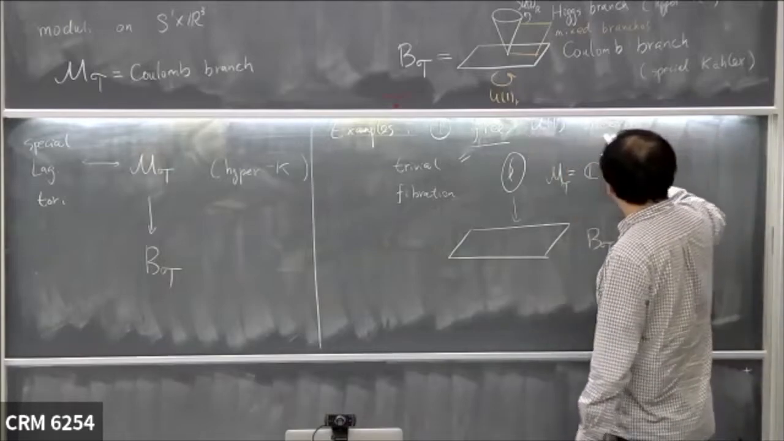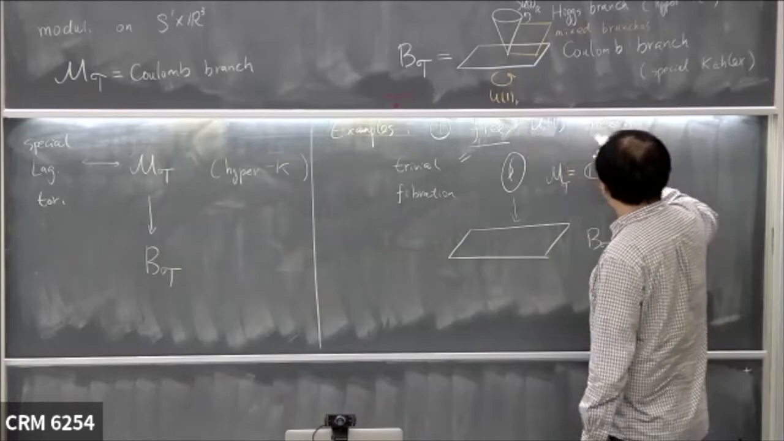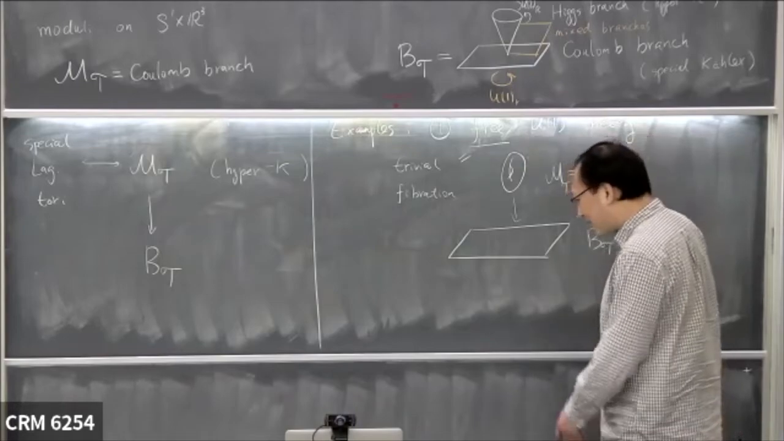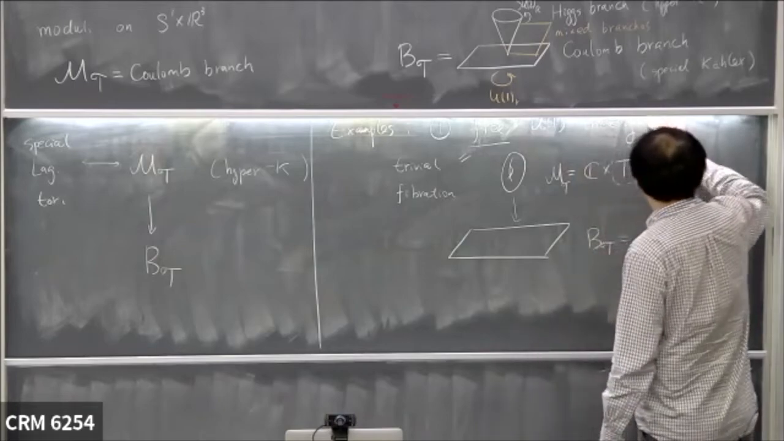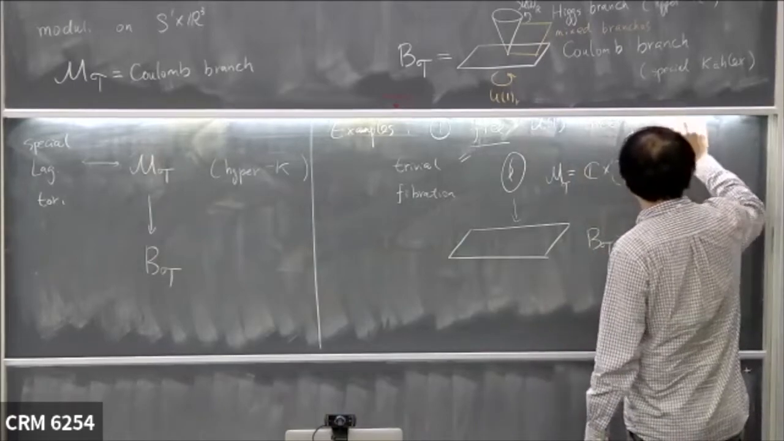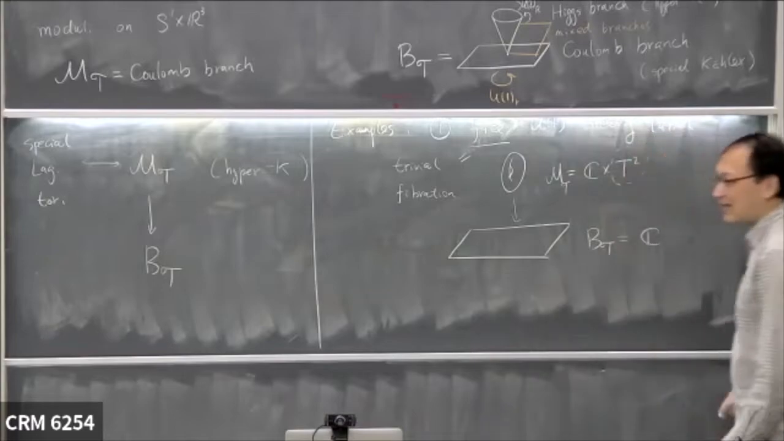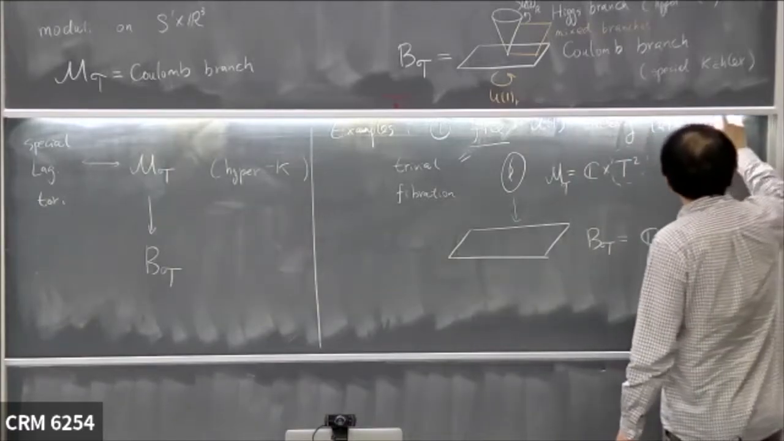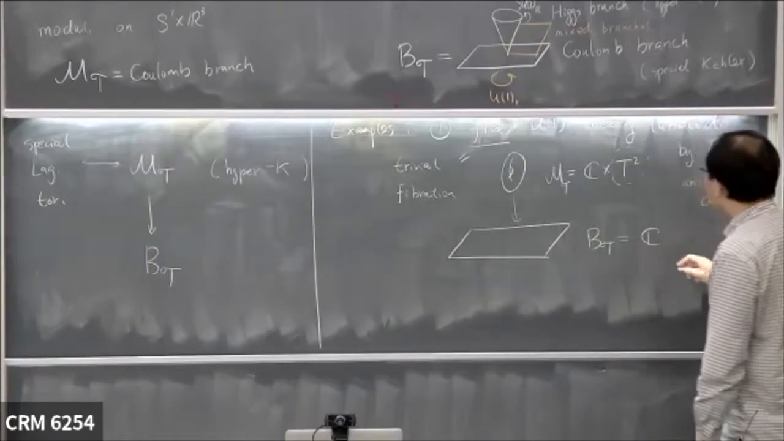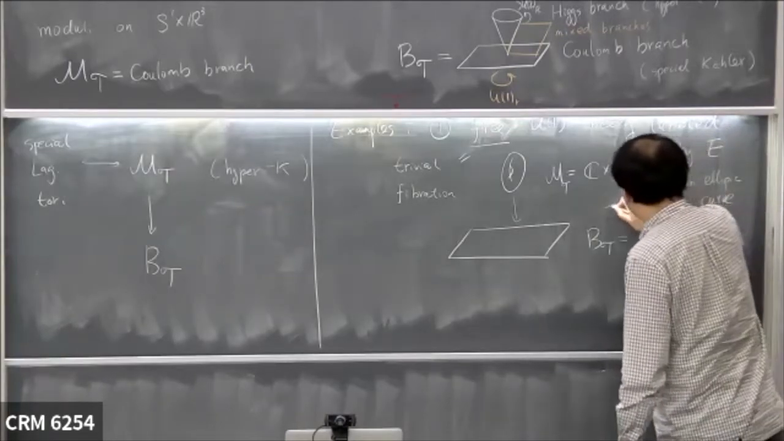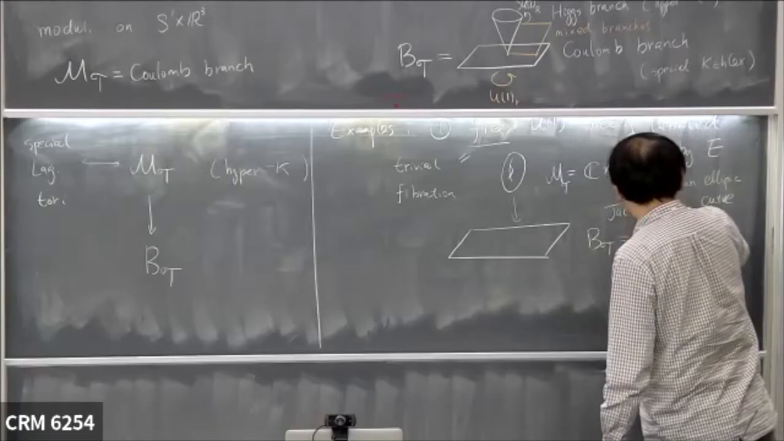So another way of saying this is that there's a one-parameter family of theories, and they are labeled by either a complex parameter or, viewed differently, by an elliptic curve. And what is this T2? It will be the Jacobian of this elliptic curve.